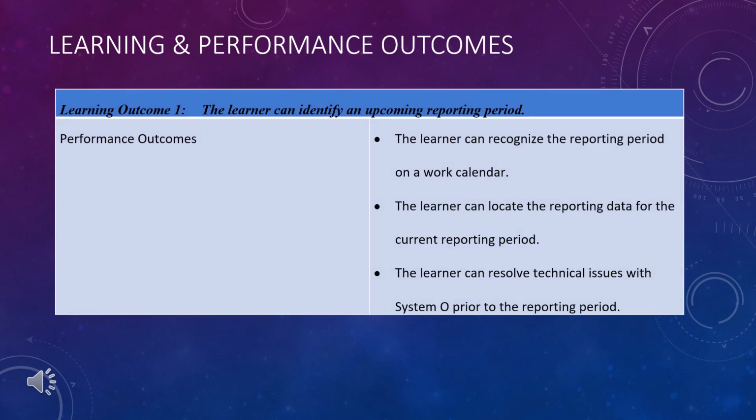The first learning outcome is the learner can identify an upcoming reporting period. The performance outcomes are the learner can recognize the reporting period on a work calendar, the learner can locate the reporting data on the current reporting period, and the learner can resolve technical issues with System O prior to the reporting period.